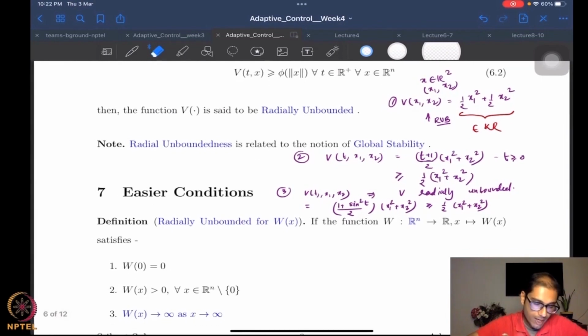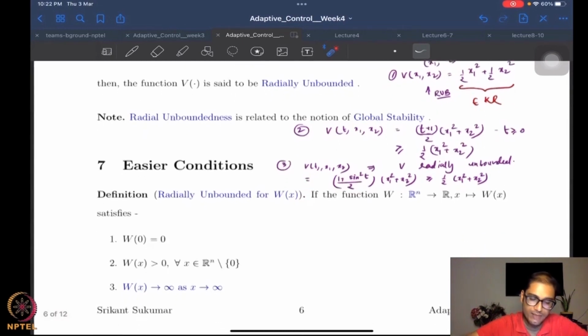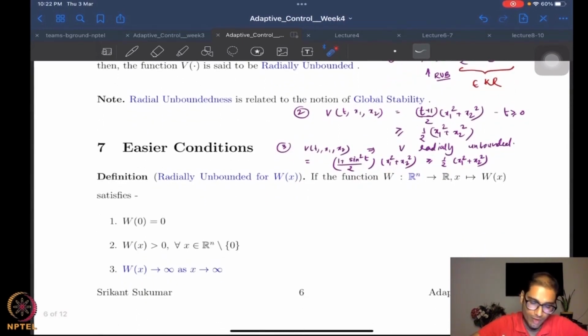So what is it? If I think of the case when V is not an explicit function of time, and remember, whenever V is only a function of state, we have been using W(x) as the notation. Do not get confused at all. I'm using V and W almost interchangeably. It's the purpose of the function that is important rather than the notation. So whenever V does not depend on time explicitly, I am denoting it with W(x).